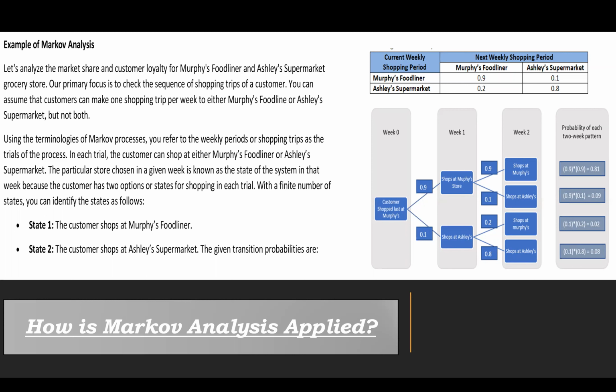With a finite number of states, you can identify the states as follows. State 1, the customer shops at Murphy's Food Liner. State 2, the customer shops at Ashley Supermarket. The given transition probabilities are as follows. We've demonstrated the applications here for state 1 and state 2 on the right. You can see here the current weekly shopping periods are equivalent to the state conditions for both Murphy's Food Liner and Ashley Supermarket.